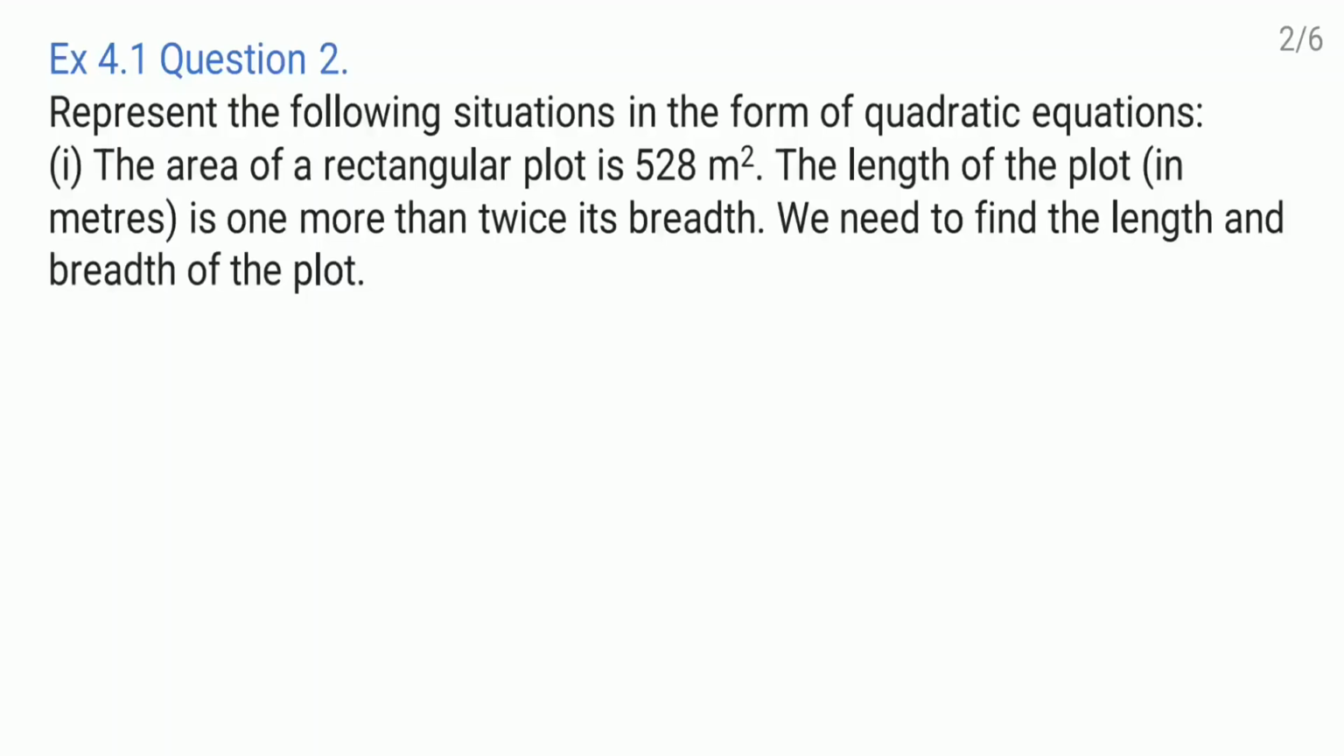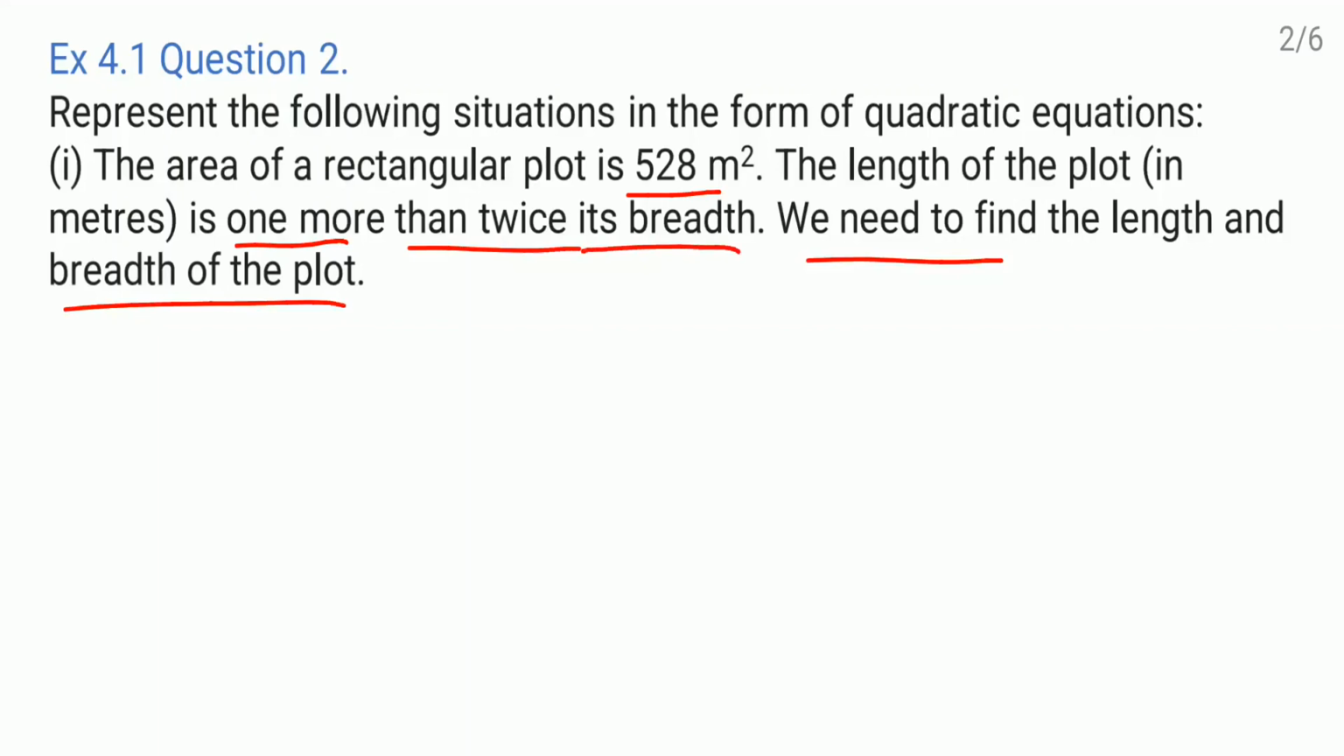This is exercise 4.1, question number 2. Represent the following situations in the form of quadratic equations. First one, the area of a rectangular plot is 528 meters square. The length of the plot in meters is 1 more than twice its breadth. We need to find the length and the breadth of the plot.